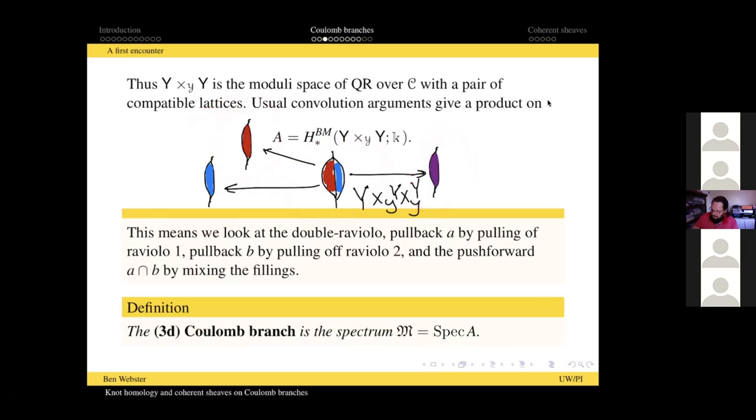And you pull back, take wedge, take cup product, and then push forward. That's the product. And amazingly, this gives you a commutative algebra, and the 3D Coulomb branch is its spectrum. I know this is kind of a wild story.